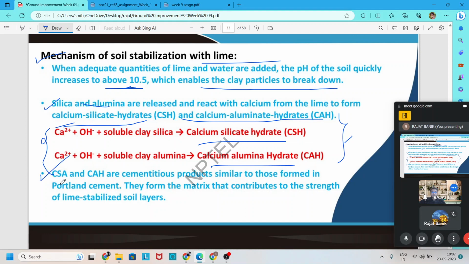One point is given there. Calcium silicate hydrate and calcium aluminate hydrate are cementitious products, similar to those formed in Portland cement, and they form the matrix that contributes to the strength of the lime stabilized soil. So this cementitious material is similar to that used in Portland cement, and it helps to increase the strength of the soil.